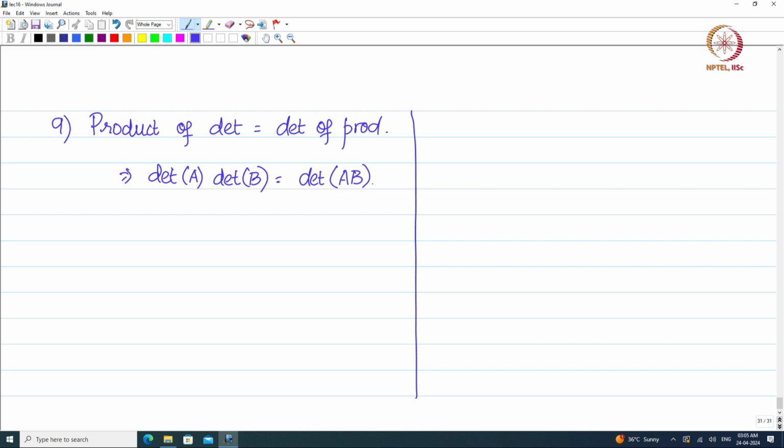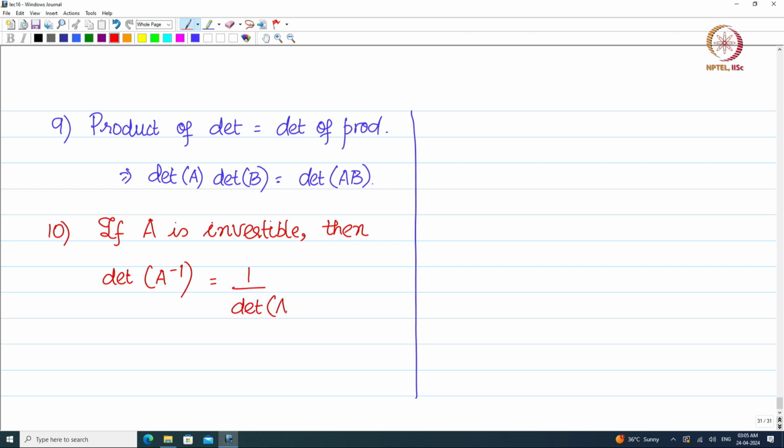We will add one more property. If A is invertible, then determinant of A inverse is equal to 1 by determinant of A.